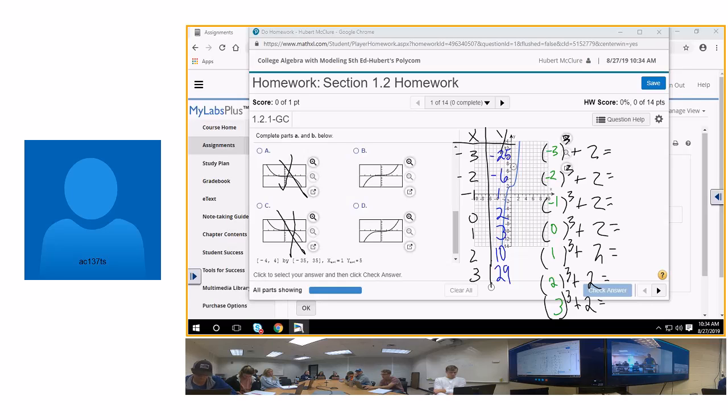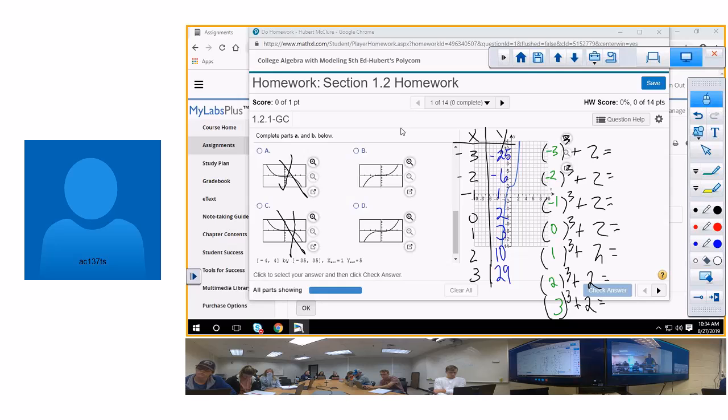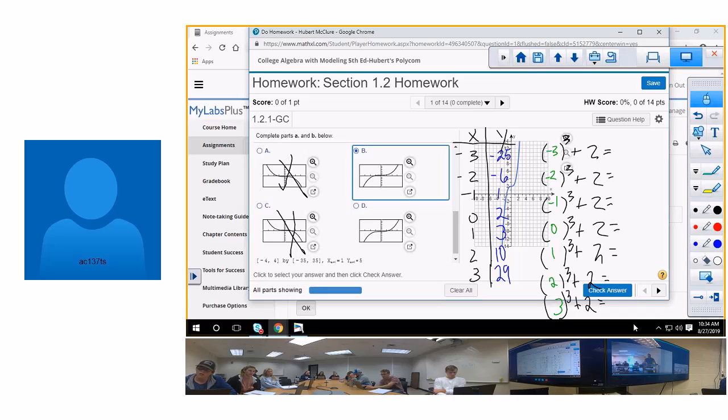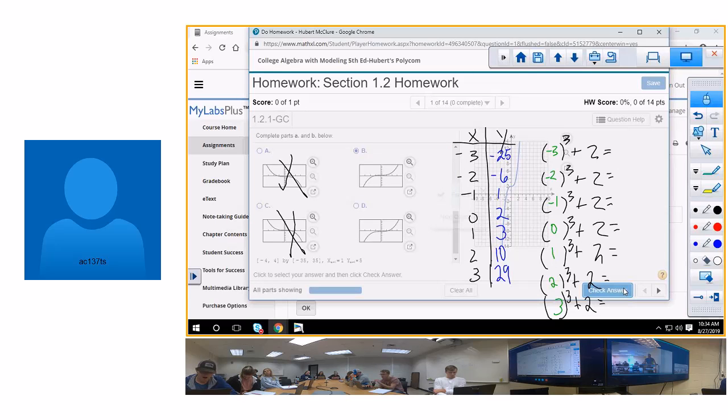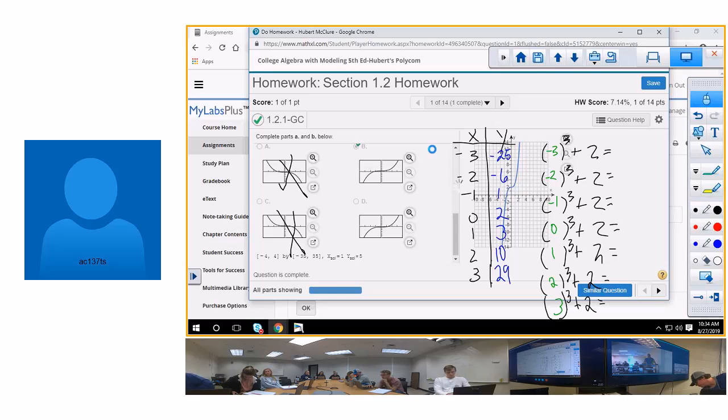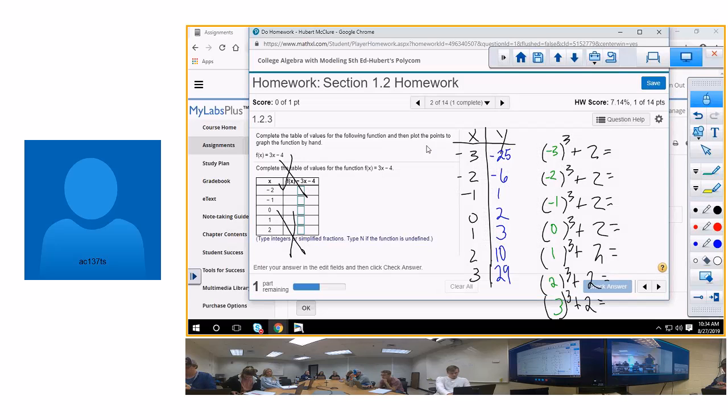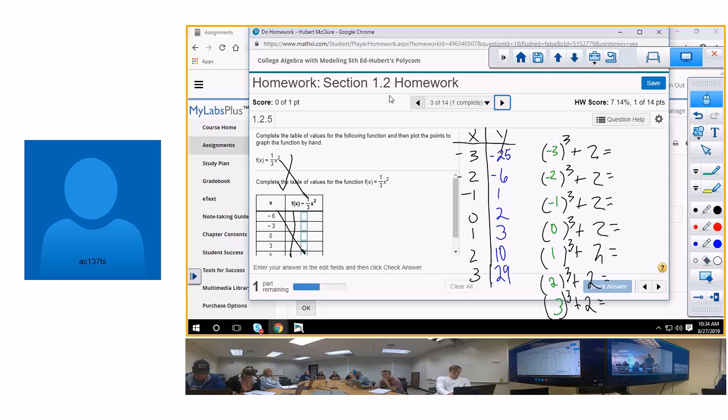I don't know, I'm just going to say B, but I don't have a graphing calculator and I'm not going to pull it up right now. So I'm just going to say B. You could possibly get that wrong. And that's it. That's a good test question. So make sure you can do one or two of those. I like that one. Okay, there's a third.